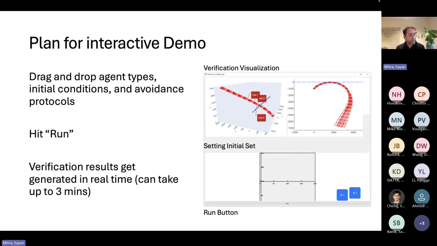Yeah, I understand what you're saying. So that would be like the system identification problem, right?